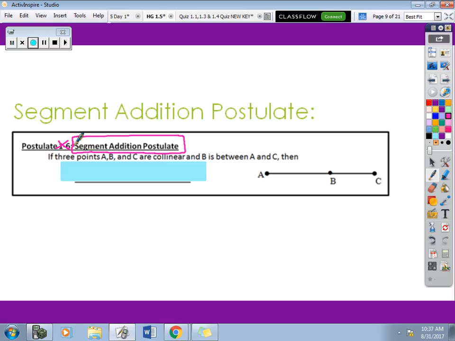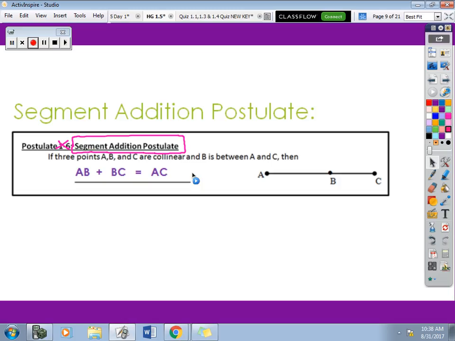It tells us if 3 points, A, B, and C, are collinear, so they have to be on the same line, and B is somewhere in between A and C, doesn't have to be in the middle, just somewhere in between them, then we are allowed to take segment AB and add segment BC, and that has to equal the total thing, segment AC. So basically what you did on your warm-up without realizing it, you just added the two that were next to each other. So AB plus BC equals AC.